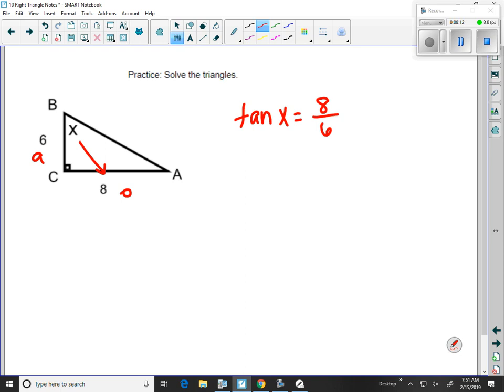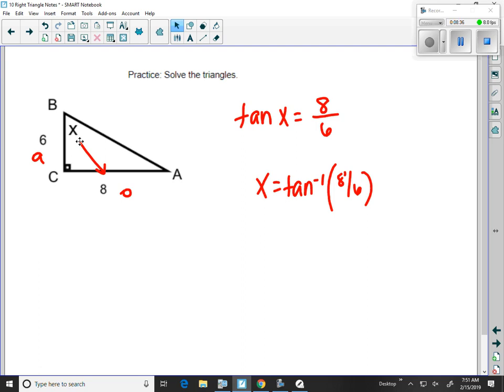When we're solving for an angle, this is the only time we use the inverse of a trig function. So when you're solving for an angle only, you will do the inverse of your trig function. So in this case, inverse tangent of 8 divided by 6. And this is where it's important to be in degree mode.